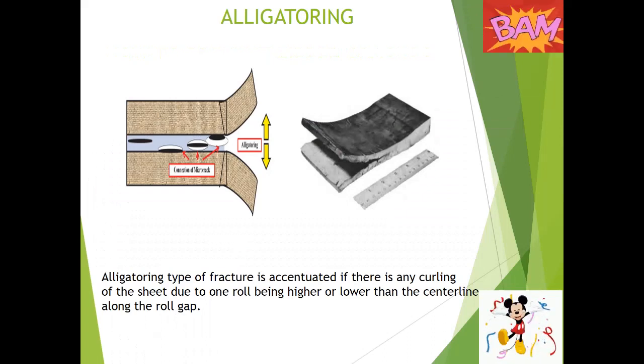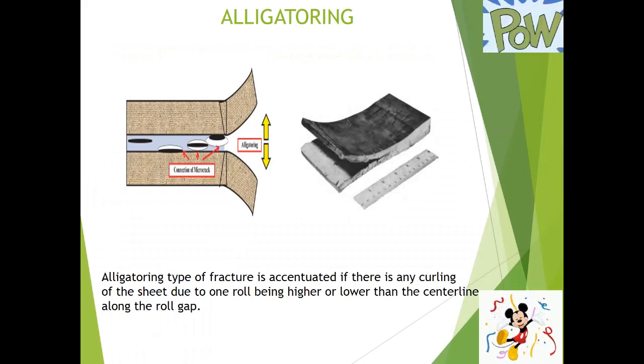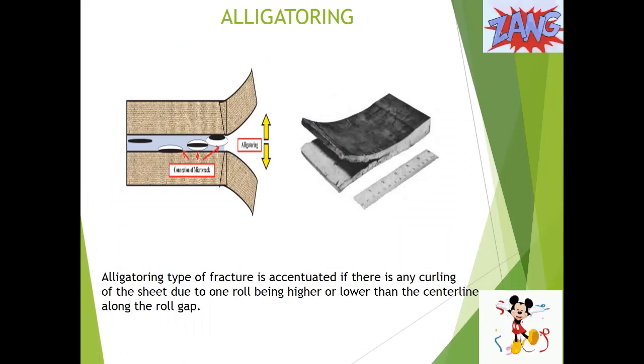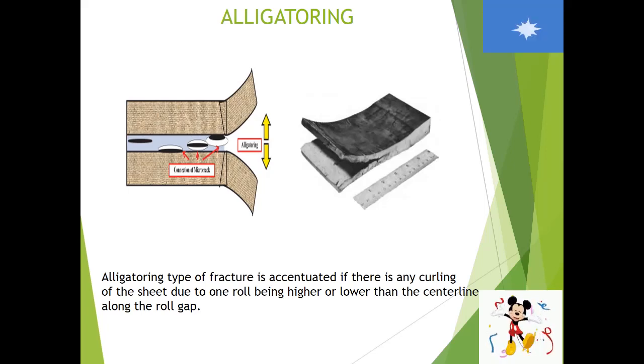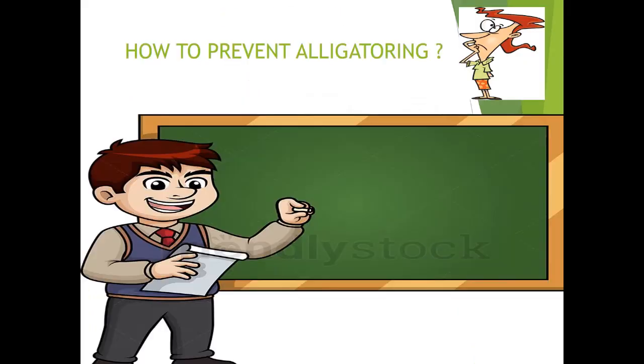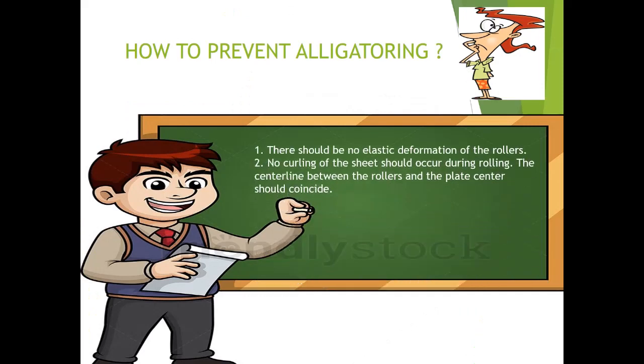Alligatoring. Alligatoring type of fracture is accentuated if there is any curling of the sheet due to one roll being higher or lower than the center line along the roll gap. How to prevent alligatoring? There should be no elastic deformation of the rollers. No curling of the sheet should occur during rolling. The center line between the rollers and the plate center should coincide. These are the two prerequisite criteria.